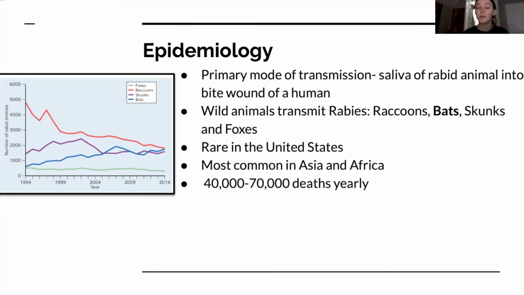So that's why it's rare in the United States. You're only going to have 1 to 3 cases a year. So it's pretty controlled. Your most common cases of rabies are going to be in locations where you're not going to have mandates for vaccinations for animals, like Asia and Africa. So Asia has the most common rabies infections, and then Africa follows. And then yearly and globally, we're going to have 40,000 to 70,000 deaths. So that is a lot of people.